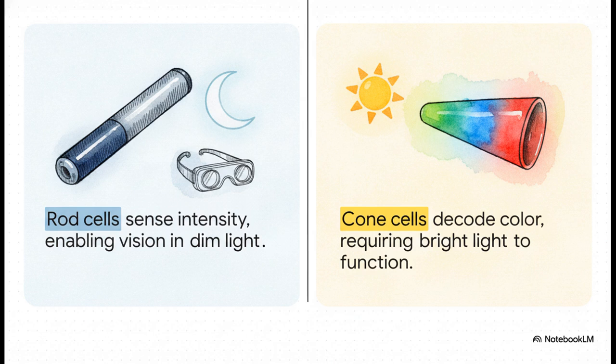Fun fact, pigeons actually have very few rod cells, which is exactly why you literally never see a pigeon flying around at night. Humans, on the other hand, have enough to let us function pretty well in dim environments.